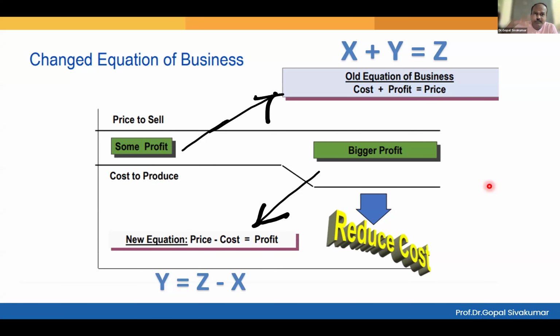If I reduce the cost of poor quality, what will happen to the overall cost? Overall cost will come down. Yes or no? As the overall cost comes down, what will happen to your profit? Profit will get maximized. So the secret lies with reducing the cost of poor quality. Cost of poor quality exists in all organizations.